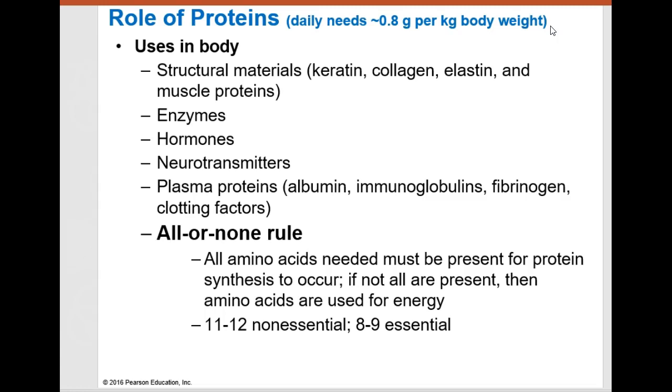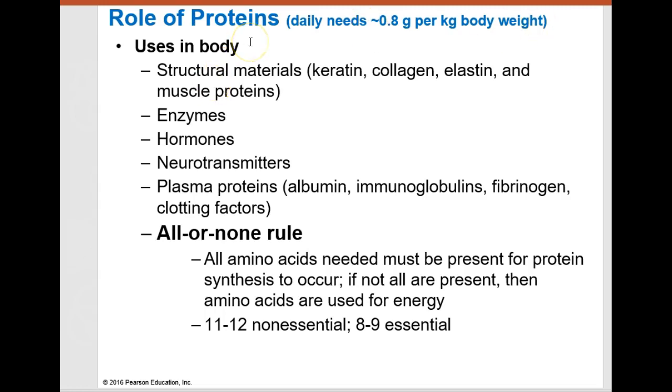So remember that proteins are made of amino acids. If you go back to my discussion on liver functions, I did talk about the fact that there are 20 amino acids. 11 or 12 are considered non-essential. The other 8 or 9 are considered essential. And that number depends on the research source that you look at.